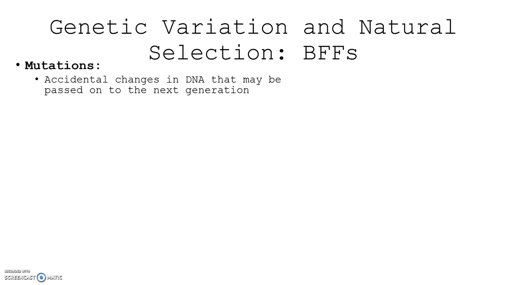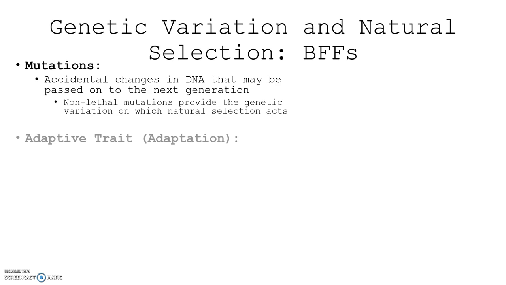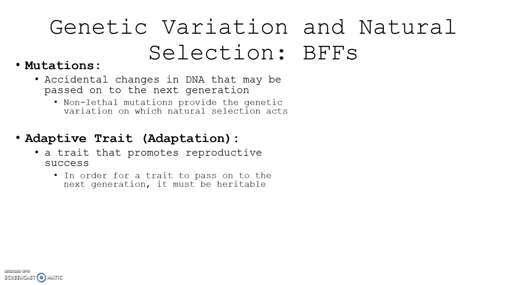So mutations are accidental changes in DNA that may be passed on to the next generation. They can accidentally happen, and if they're genetically inheritable, they can go on. Non-lethal mutations provide the genetic variation in which natural selection acts. We can have an adaptation, which is a trait that promotes reproductive success. In order for the trait to be passed on to the next generation, it must be heritable. So that adaptation must be something that has a genetic basis.